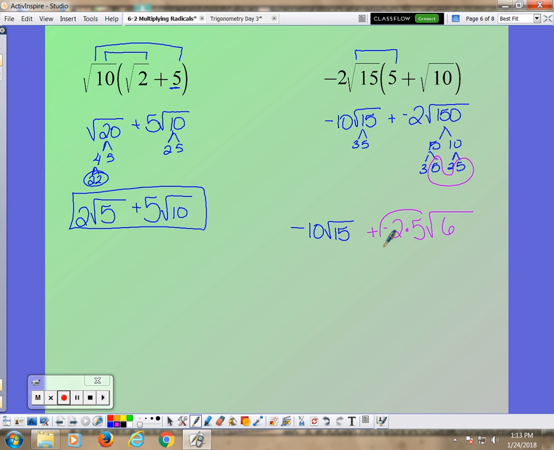We now need to multiply these together. So negative 10 square root of 15. I'm going to change this plus negative into a minus 10 square root of 6. And that is your final answer. Once again, I cannot combine them because they're radicands. The numbers inside the radicals are not the same.